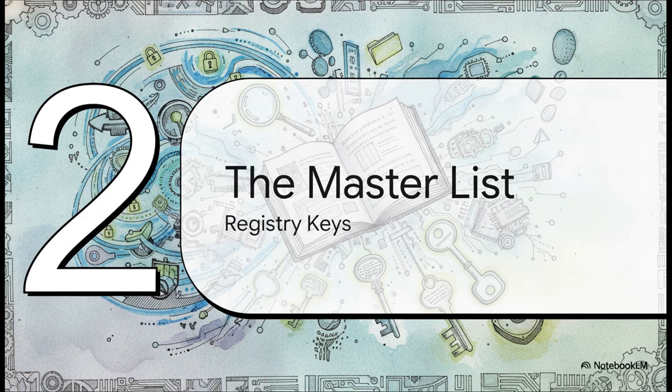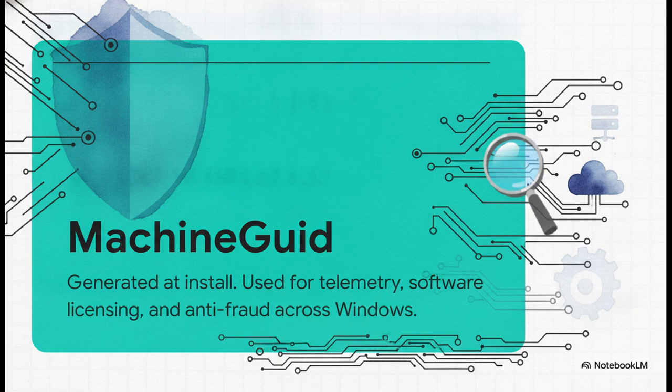Okay, let's get into the really good stuff. Section 2, unpacking the master list. We're going to look specifically at the 6 major registry keys that basically make up a whole dossier on your machine. First up, the machine guide. You'll find this in the local machine software hive under cryptography, and it's generated right at install time. Think of this as the primary ID used across the entire Windows ecosystem for telemetry, software licensing, and anti-fraud.